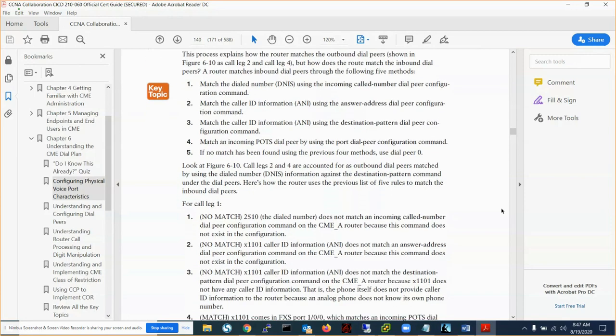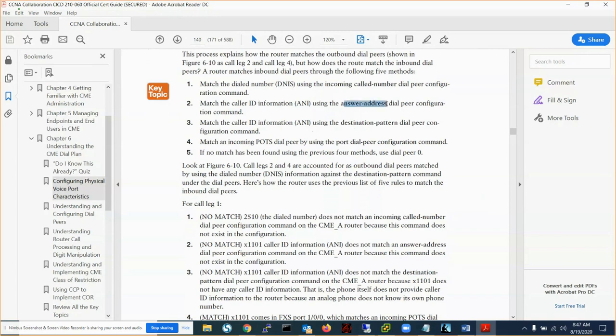This is the first thing it tries to match: the DNIS, which is the dialed number, using the incoming called-number dial peer configuration command. If it doesn't have that, then it will try to match the caller ID using the answer-address dial peer configuration command. If it doesn't get that, then it matches the caller ID information using the destination-pattern dial peer configuration command.